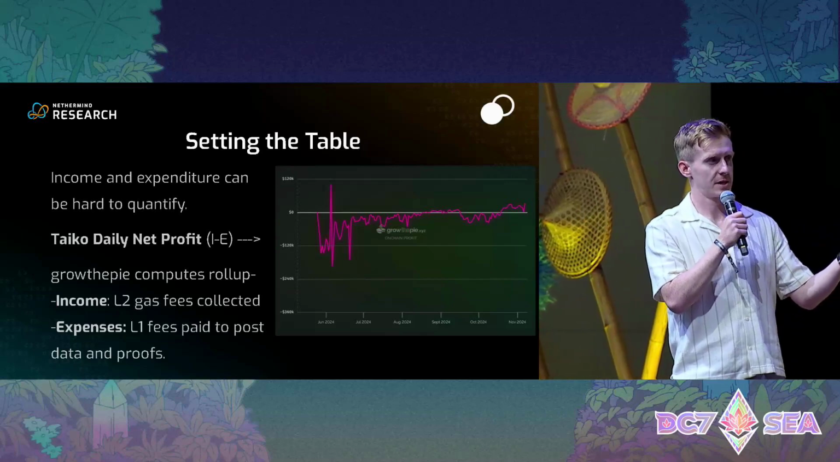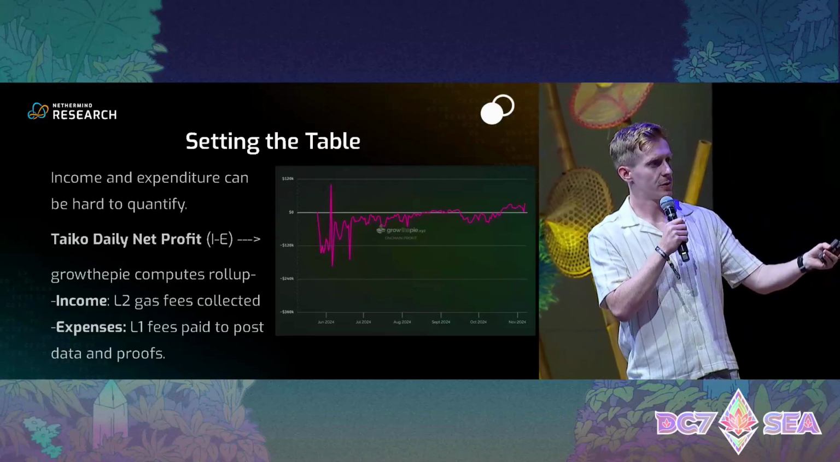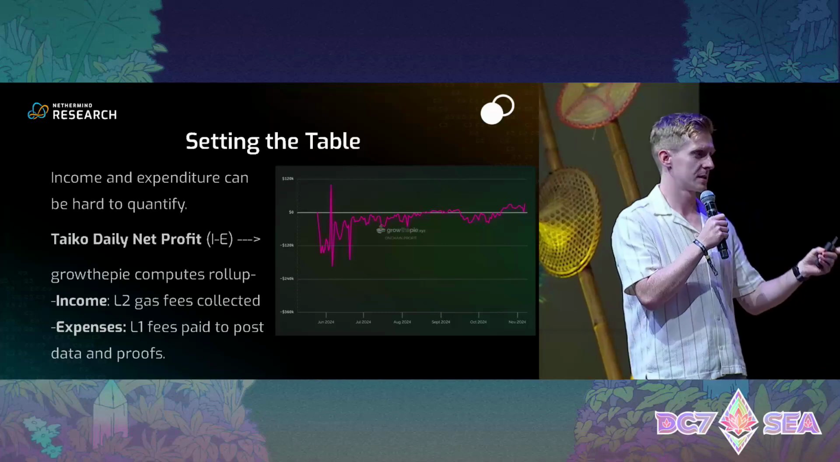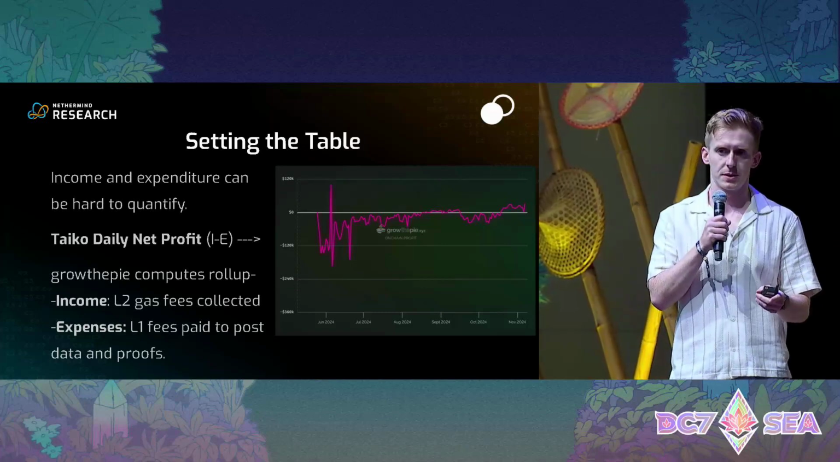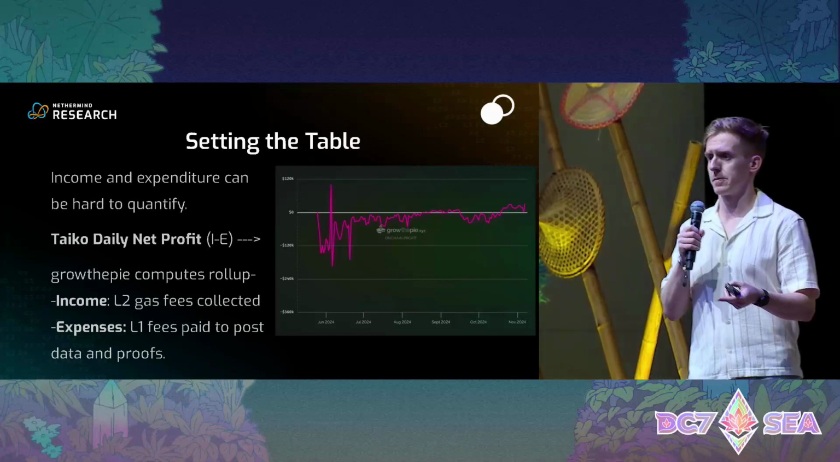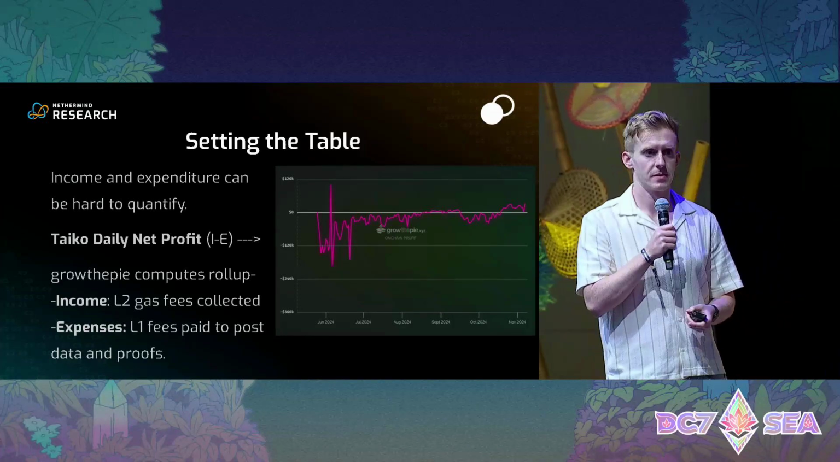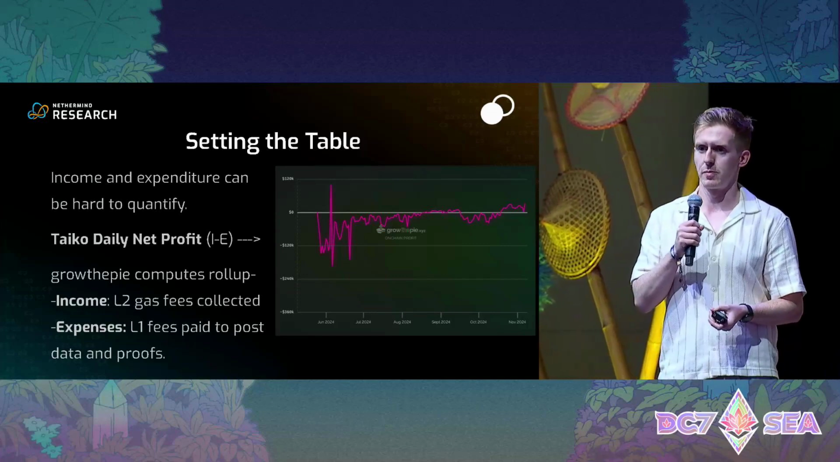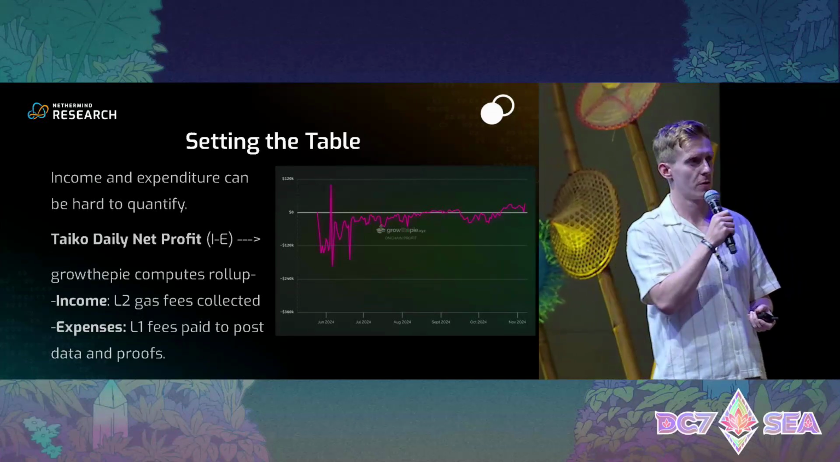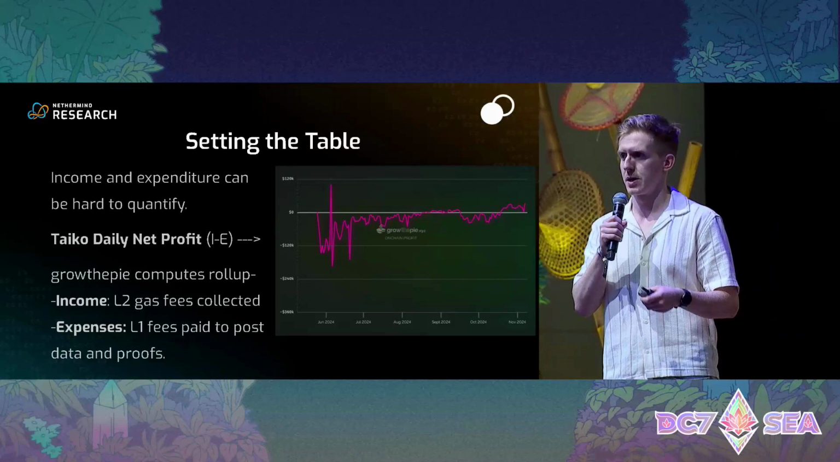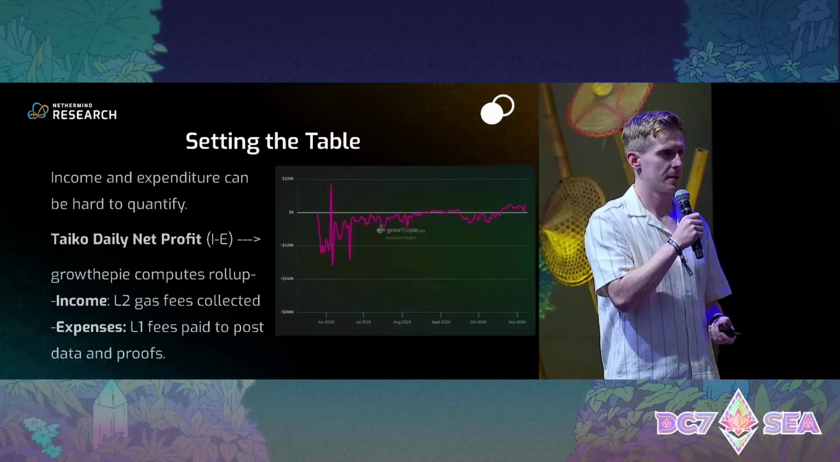And the P&L that they were looking at was L2 gas fees collected minus the L1 fees that were paid to post data and proofs to the L1. So that's a relatively simplified model of the revenue, the income minus expenditure for a base rollup. There's actually a lot more components that we need to consider when we're thinking about is this base rollup viable to run.